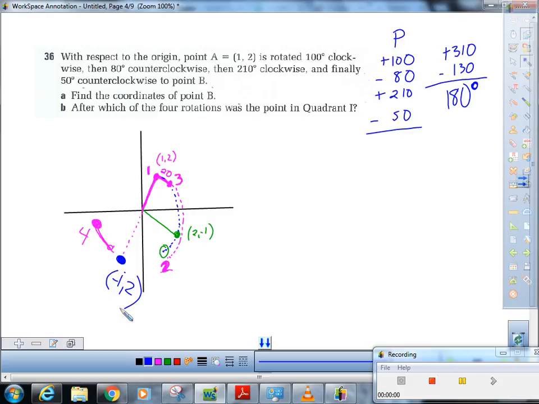Now, after which of the 4 rotations was it in quadrant 1? That would be after the 80-degree counterclockwise rotation. Oh, that should be a -2. Thank you. Boom!